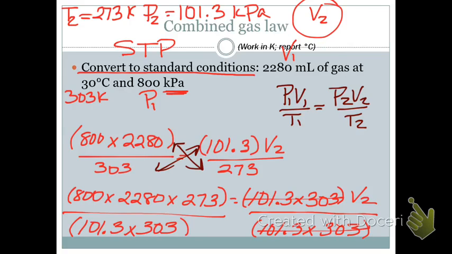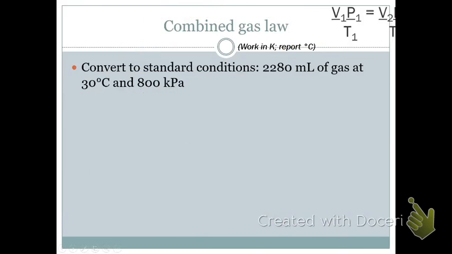Clear your calculator, open parentheses, 800 times 2280 times 273, close parentheses, divided by, open parentheses, 101.3 times 303, close parentheses, press your equal sign, and your answer should be 16233. Since I'm looking for volume and I've given you volume in milliliters, then you're going to give me milliliters back.